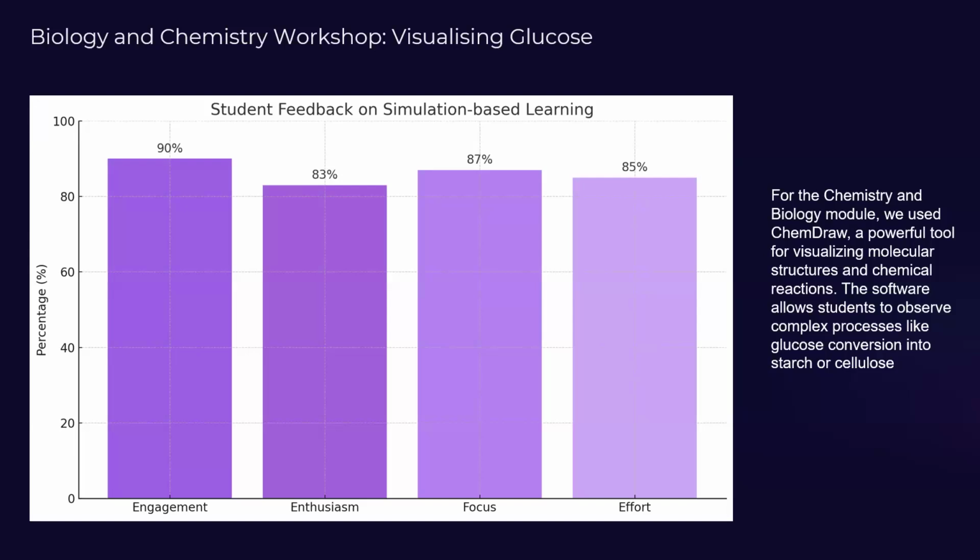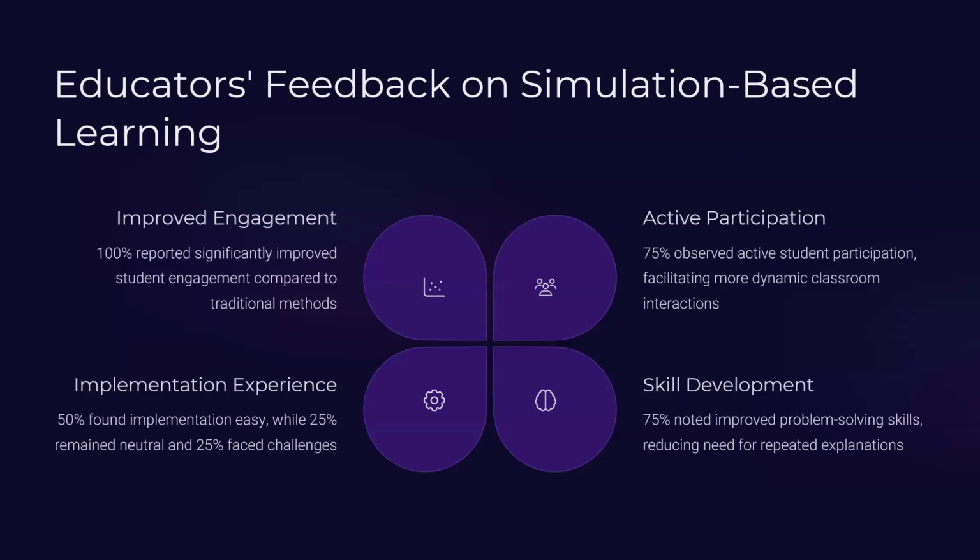So the results here, again, with the 4 metrics: engagement above 90, interest is 83, and the focus is 87. The effort in completing the task is 85. So with all this feedback, we found that this approach, the simulation-based approach, really works to help the students understand the theoretical concepts. And it's very easy for them to complete the task.